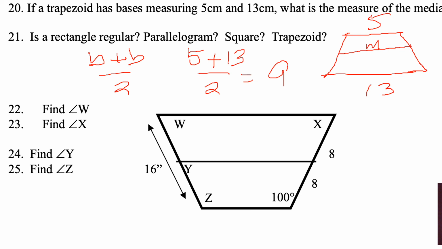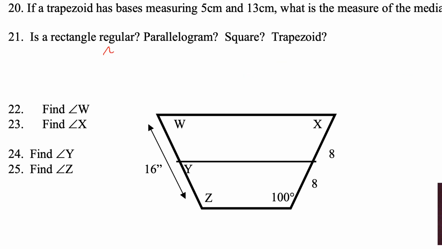All right, and finally we have our other trapezoid. Oh no, we've got number 21. Is a rectangle regular? One more question about regular. No. Parallelogram? No. Square? Yes. Trapezoid? No. All equal sides, all equal angles, that's only the square. And then you've got other quadrilaterals, but that doesn't mean that they're regular. Even if they're nice and neat like this one, still not equal angles all the way around.